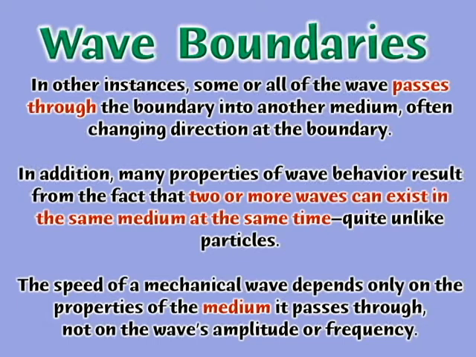Now remember that the speed of a mechanical wave depends only on the properties of the medium it's traveling through. Like if it's traveling through a solid, if it's traveling through air, if it's traveling through water, if it's traveling through a spring, the speed depends on the medium it's traveling through. So it's a combination of the frequency of the oscillator, okay, and the speed that it's traveling that determines the wavelength.